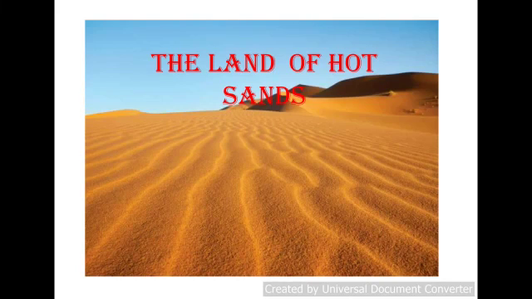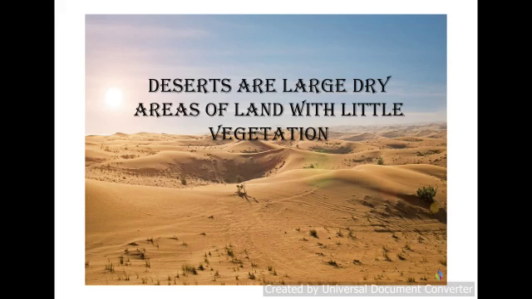Today, let's start a new lesson, the land of hot suns. What do you mean by the land of hot suns? Yes, the desert areas. Okay, let's start. What are deserts? Deserts are large, dry areas of land with little vegetation.